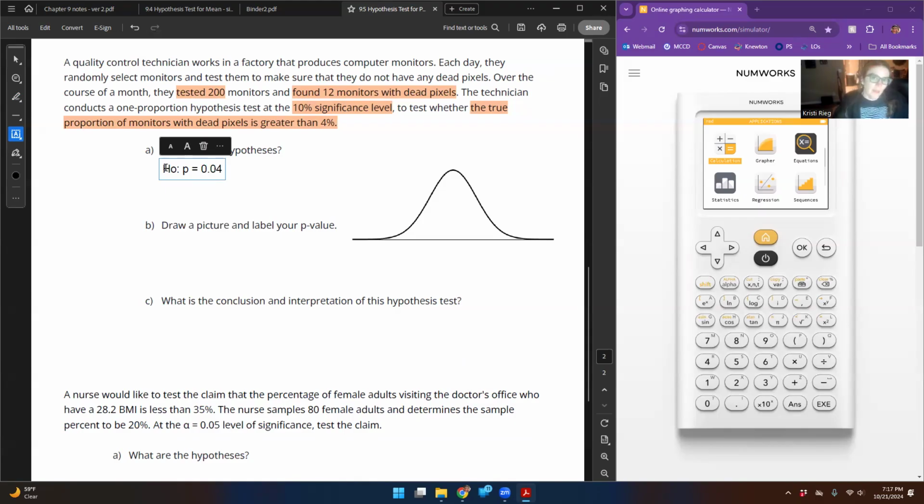A lot of people like to put 0.4, which is actually 40%. So it has to be 0.04. 4%, think of it as like 4 cents. That's how you write 4 cents. Okay, alternative, P is greater than or same 4%.